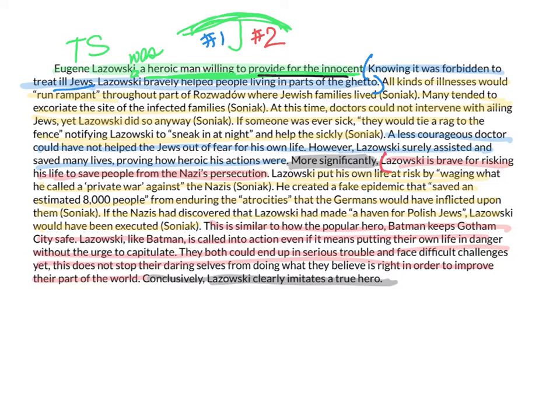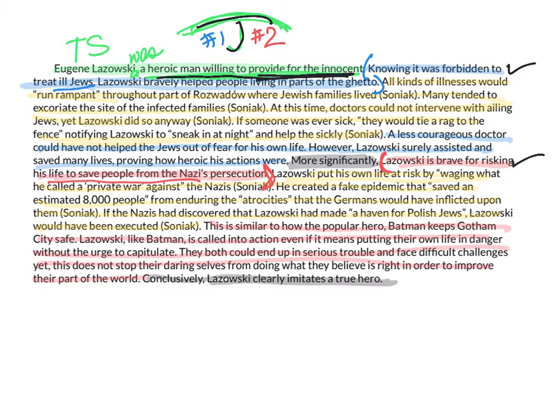Lazowski is brave for risking his life to save people from Nazi persecution. Does saving people from Nazis also fit under providing for the innocent, being heroic for providing for the innocent? Yes. So the first thing that we need to check for is, do each of the claims fit underneath the umbrella of the topic sentence? My answer is yes. So far we're looking really good.